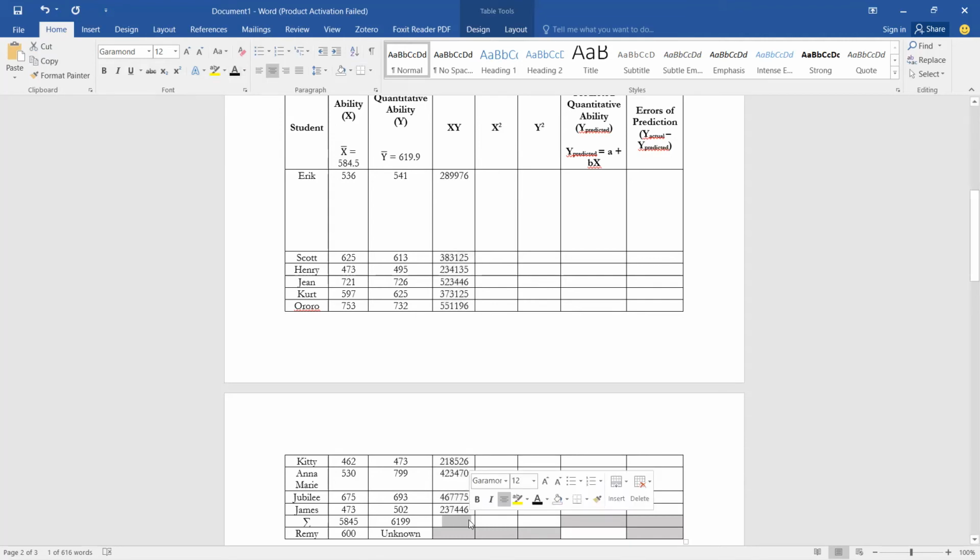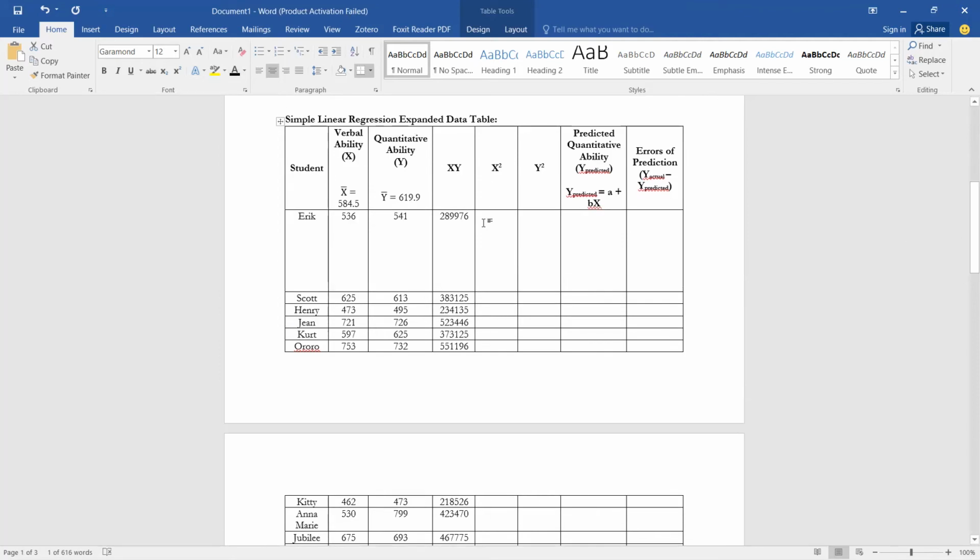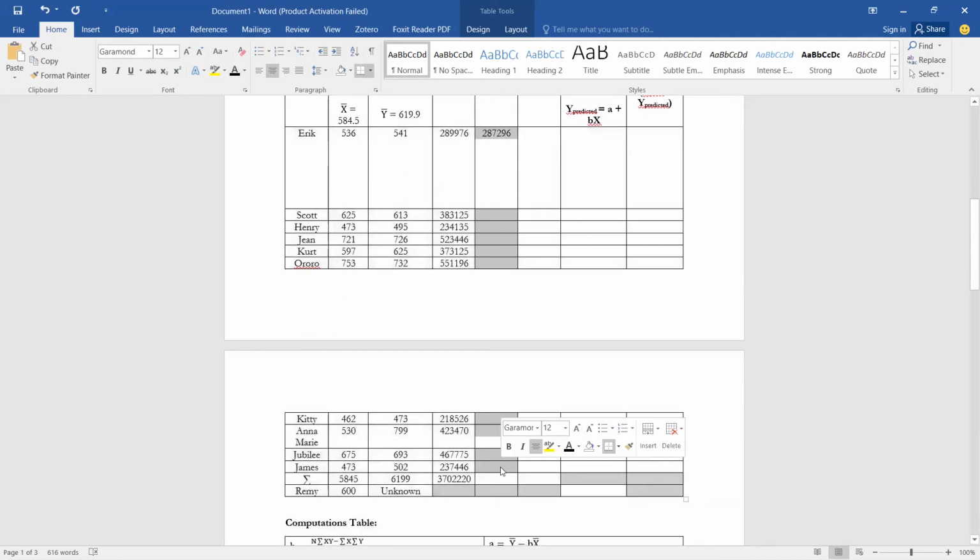So I'm just fast forwarding the process, but I did compute this one by one using my calculator and later on verified my answer using Excel. So the sum of XY is 3,702,220. Now square X. So 536 squared will yield 287,296. Do the same for the rest and get their sum.